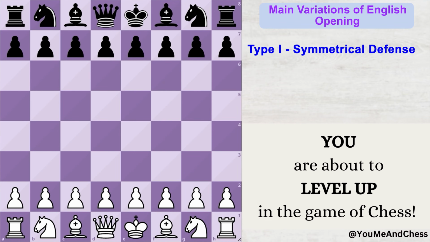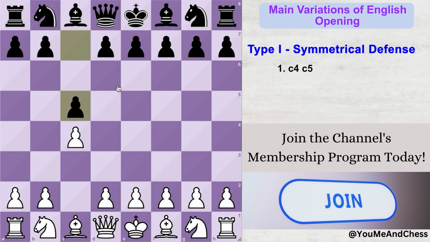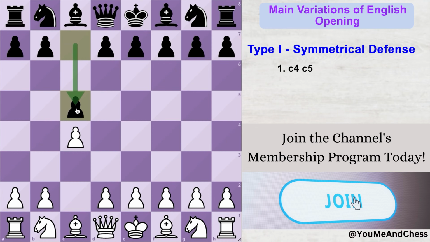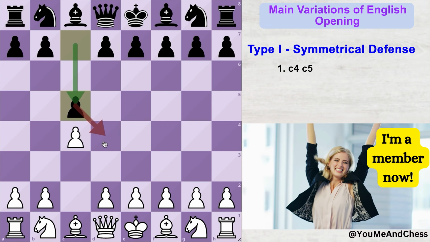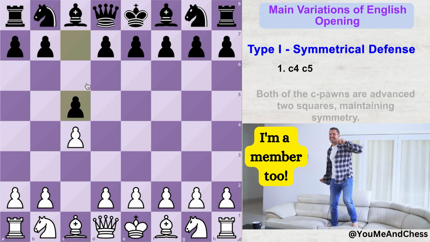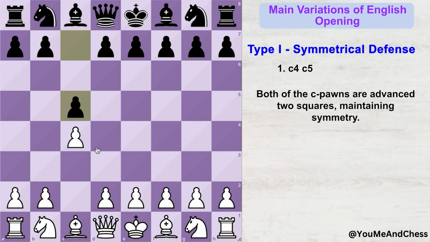So when white plays c4, taking the control of the d5 square, black replies with c5. Well, the idea is, black says, even I'm gonna grab some space in the queen side and even I'm gonna use my wing pawn to control one of the important squares, and that is the d4 square. So because both of the c-pawns are advanced two squares forming a symmetry, it is therefore called the symmetrical defense. Now let's look at some of the main lines in the symmetrical defense.